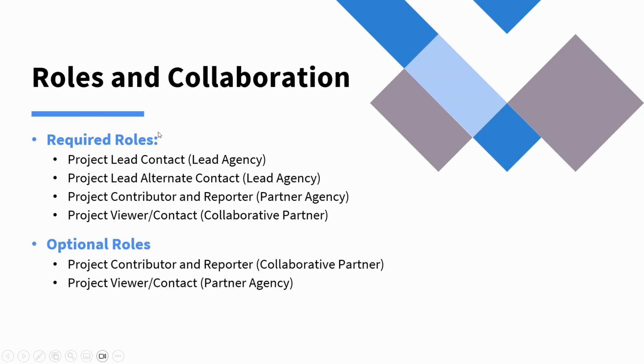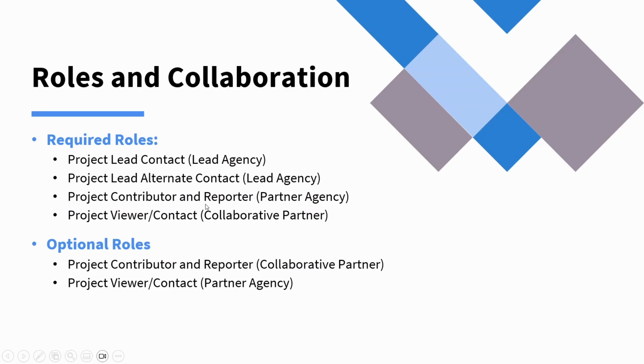There are two roles associated with the lead agency, the project lead contact and the project lead alternate contact. These are both required roles. The project lead is in charge of everything. They can edit or submit the application, the plan, or the fiscal report. The project lead alternate similarly can edit anything. They cannot submit anything. Submitting only happens with the project lead contact.